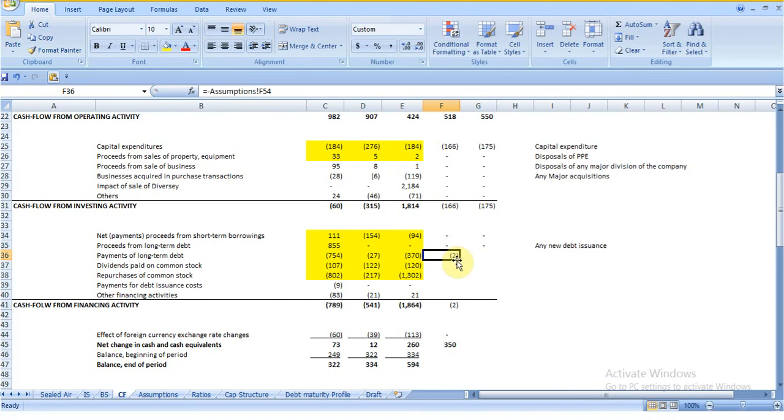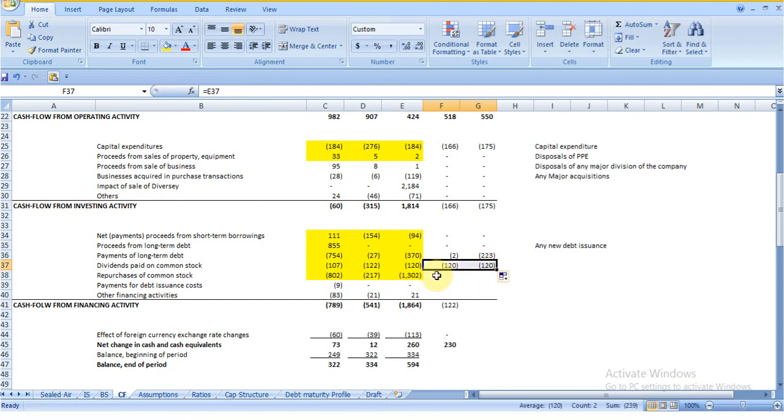As far as the company's dividend on the common stock is concerned, we'll see the company's history here. The company has been paying dividends regularly for the last 3 years. We can safely assume that this year also the company is going to pay the same amount of dividend, and it is not going to change.